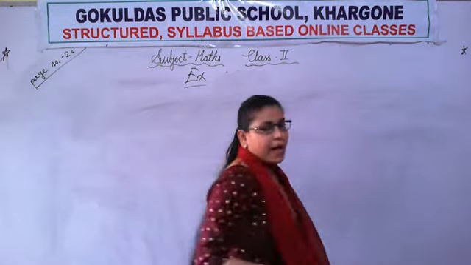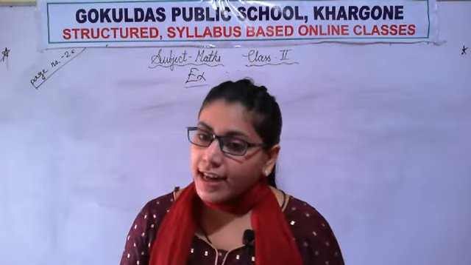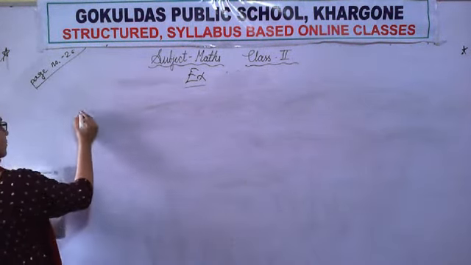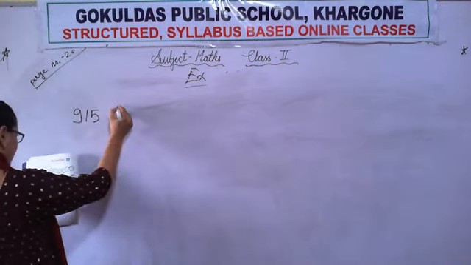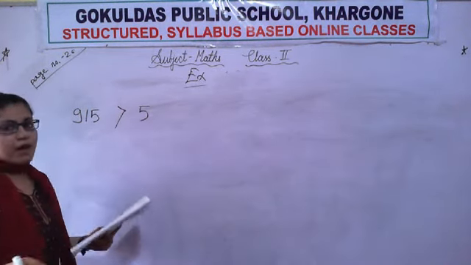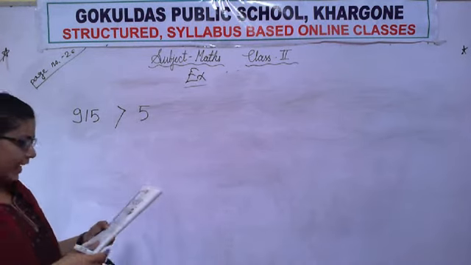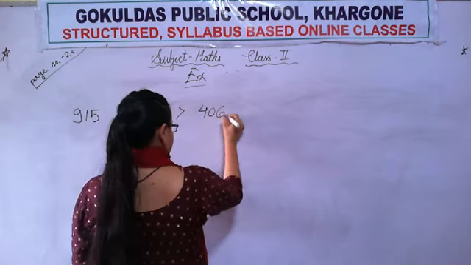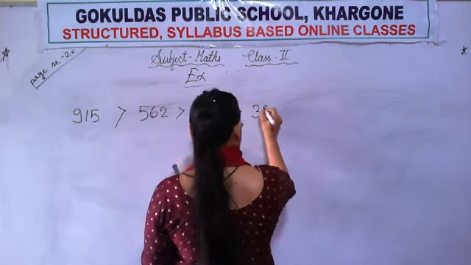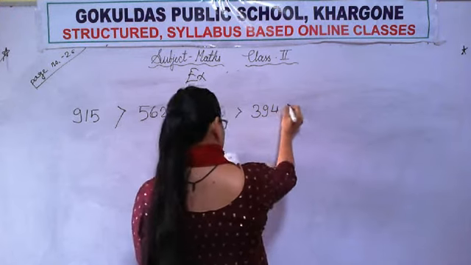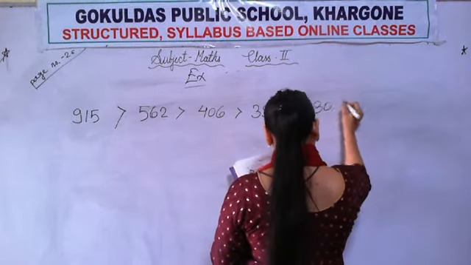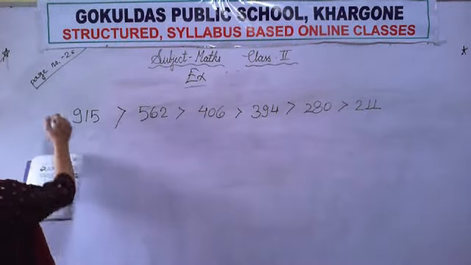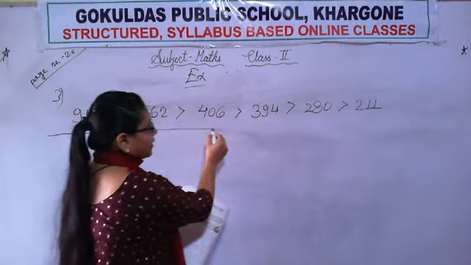Do the next question of descending order on your own and let us check it with my answer. Now you all know how to arrange the numbers in descending order. I am just writing the answer for you all. Okay, all of you check your answer with mine.